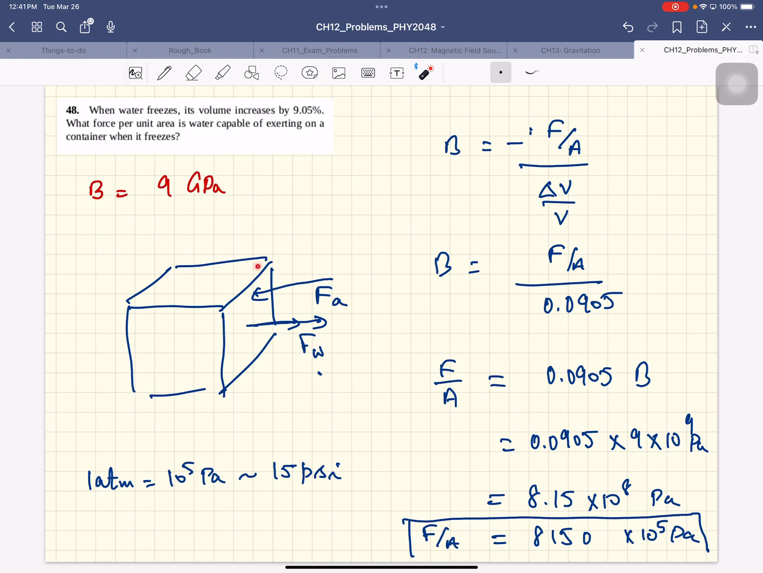So if the side of the container was this big, the force 1 atmosphere would exert would be 1,500 pounds. The expanding ice is exerting 10,000 times that force. So 1.5 million pounds. All right. Let this sink in.